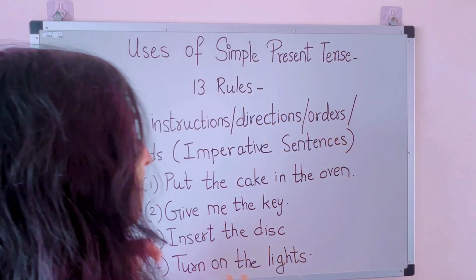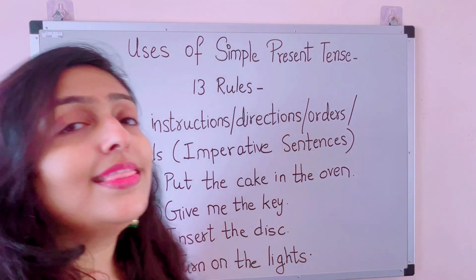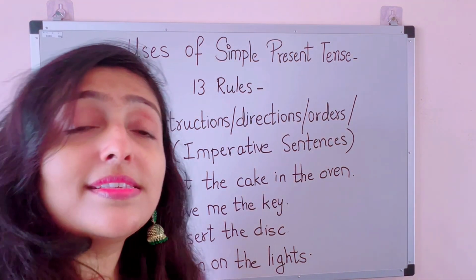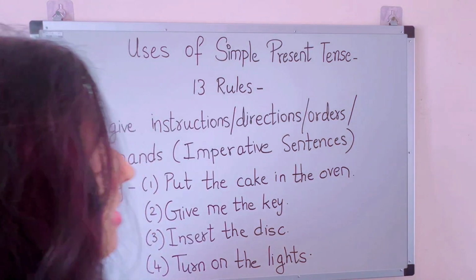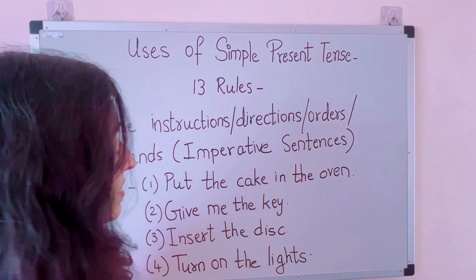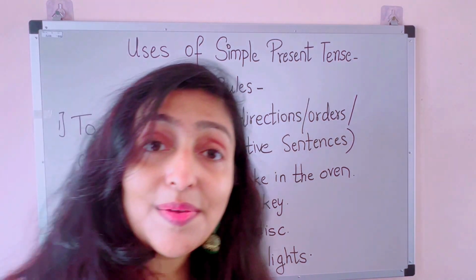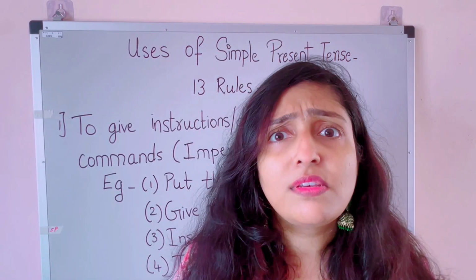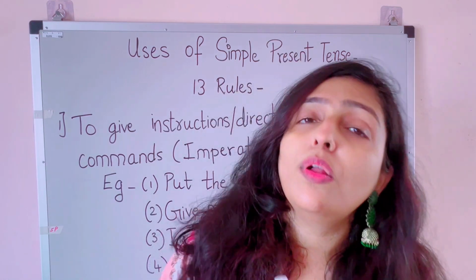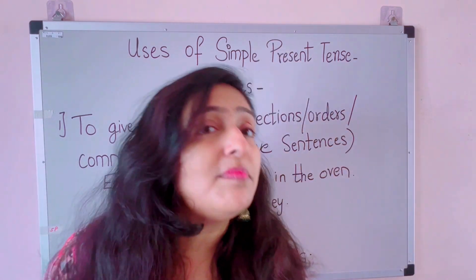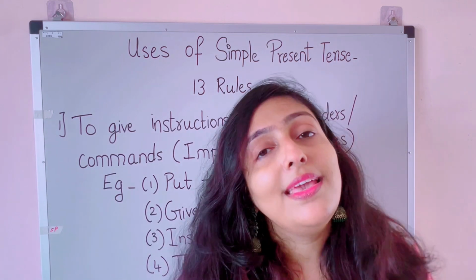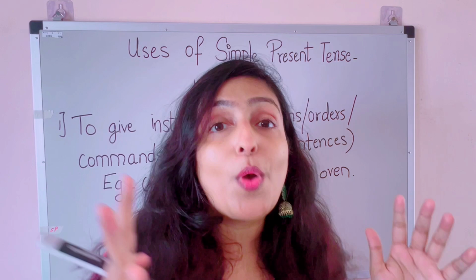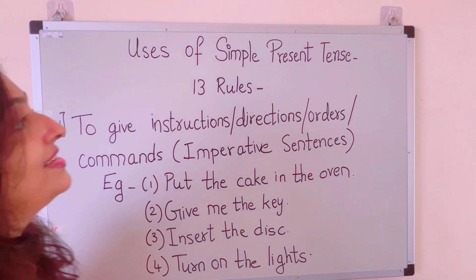Let's look at the examples. Put the cake in the oven. The second example is give me the key. It's an order, it's a command. Next is insert the disc. Turn on the lights. A doctor advising a patient: eat the fruits, drink lots of water. So all this is happening in the present moment, wherein you are in an unavoidable or inescapable situation. That's when you have to use simple present tense.